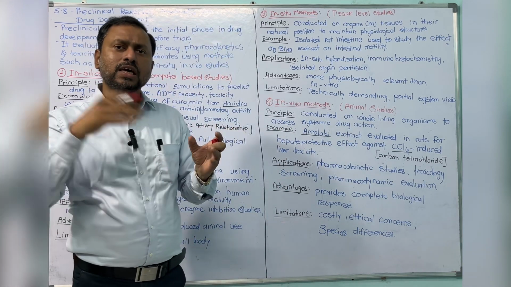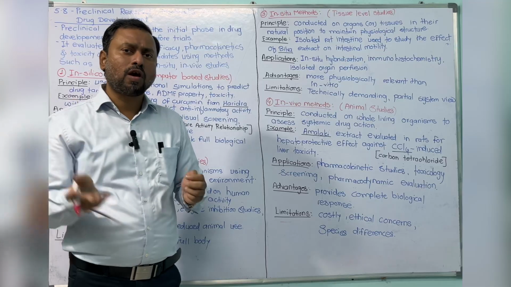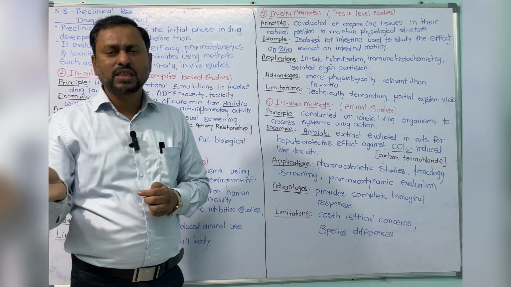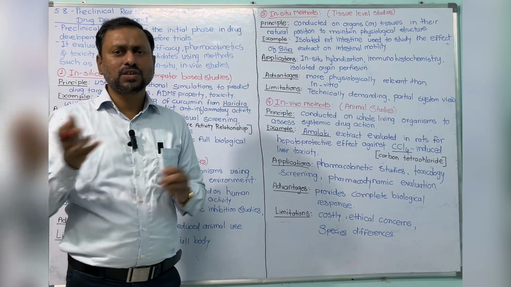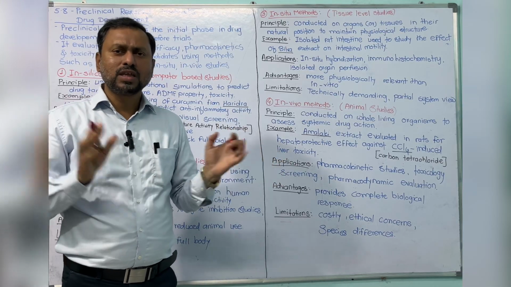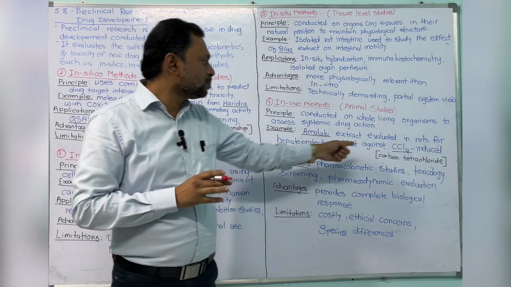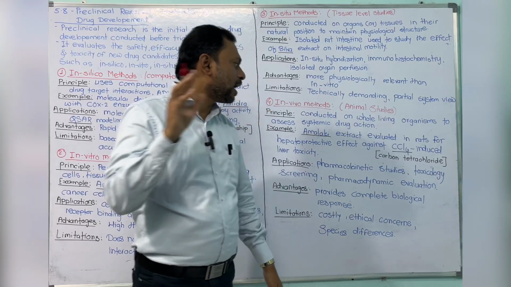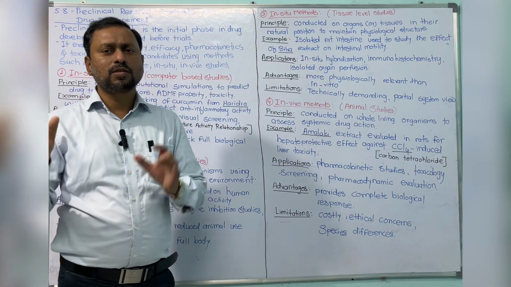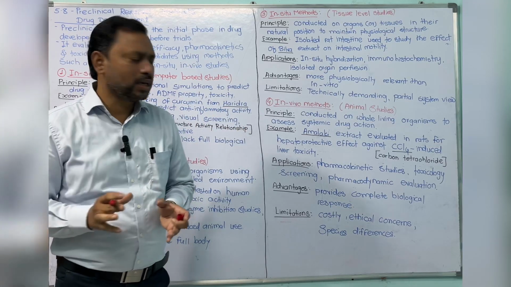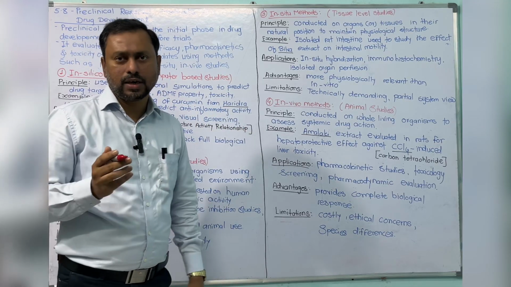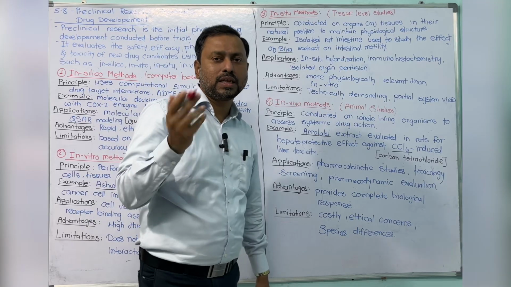If the liver function tests are normal, or the liver looks normal in size and shape, it means the drug is protective. If it is not safe, then it is considered that CCl4, carbon tetrachloride, is toxic and the drug is not protecting the liver. Like that, we can analyze using this method. This is about the in vivo method example.